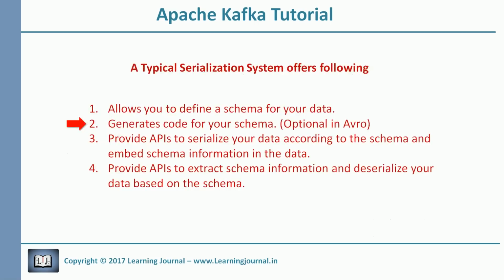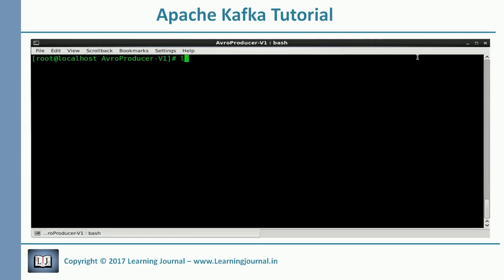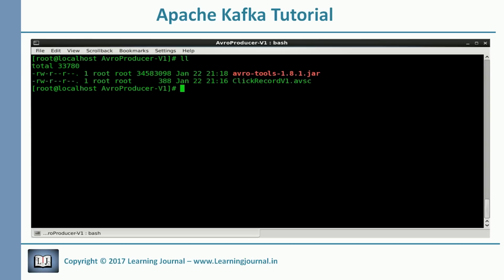Okay, let's come back to the second step. Generate code for your schema. This step is simple. We will use Avro tool to generate code. Okay, so you can see that I have my Avro schema file and Avro tool in this directory. So I execute my Avro tool. Give it a command to compile schema. Then I give the schema file name and destination directory. Okay, hit enter and done.